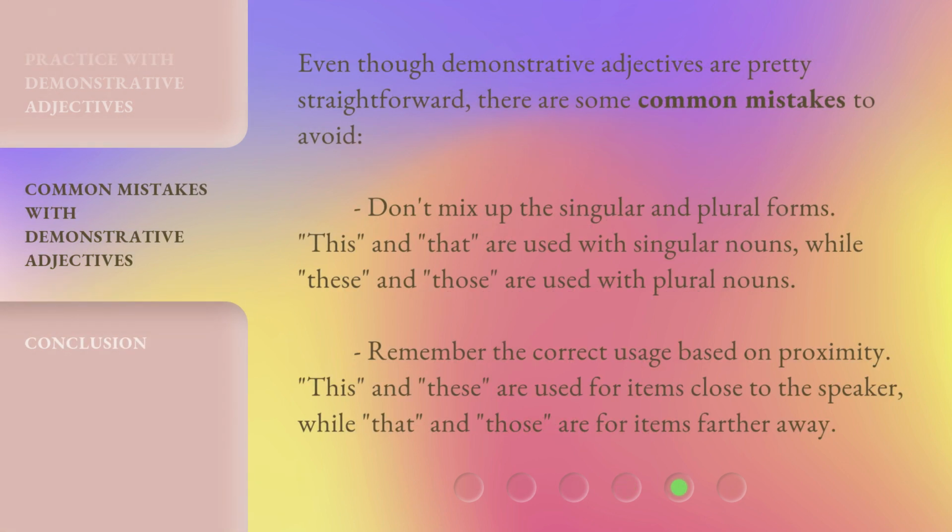Even though demonstrative adjectives are pretty straightforward, there are some common mistakes to avoid. Don't mix up the singular and plural forms. This and that are used with singular nouns, while these and those are used with plural nouns. Remember the correct usage based on proximity. This and these are used for items close to the speaker, while that and those are for items farther away.